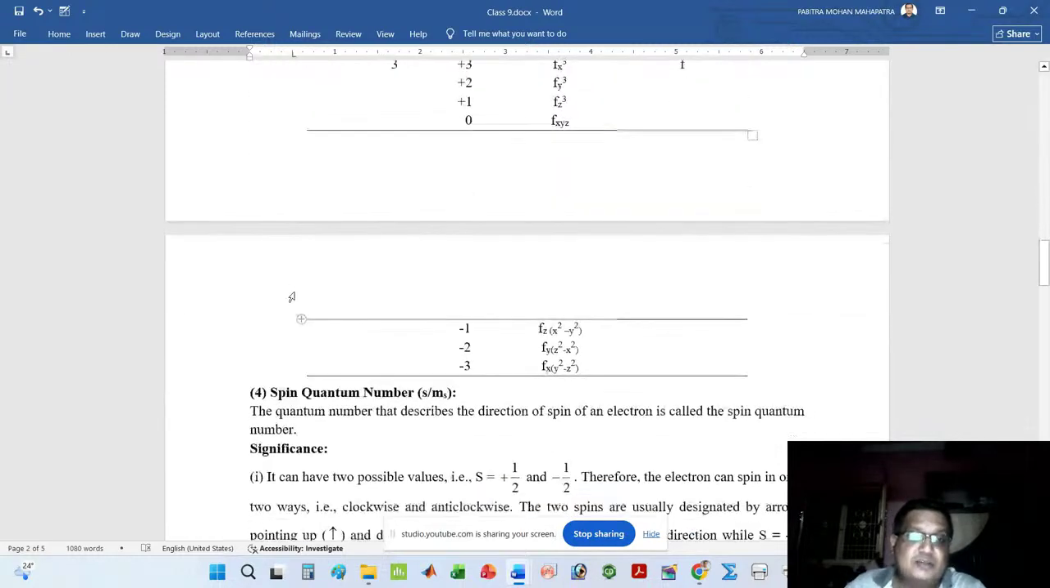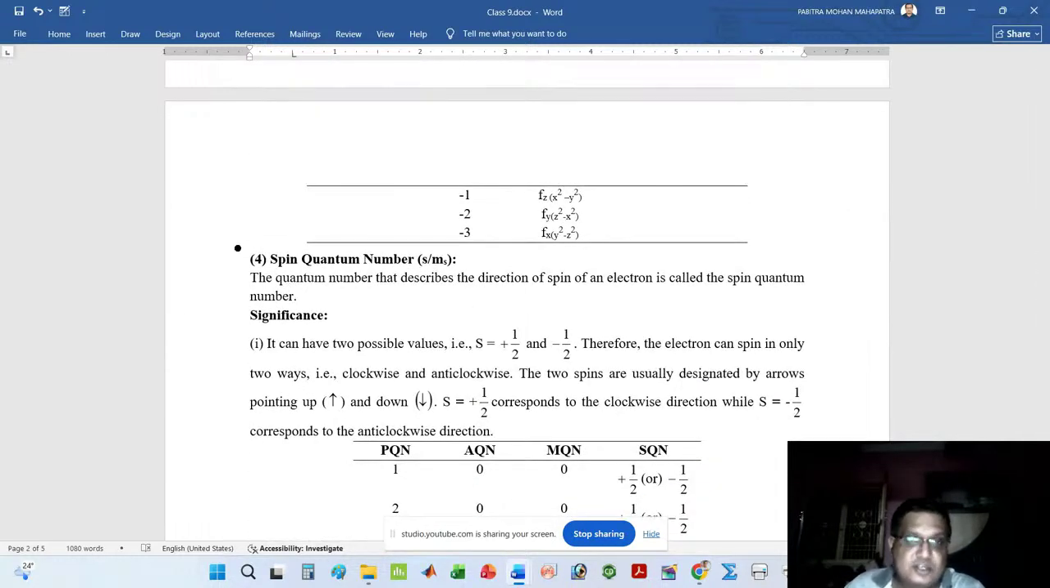Next, I have also covered the last quantum number, that is your spin quantum number. Spin quantum number is denoted by s or ms. Spin quantum number has two values. One is s equal to plus half, another is s equal to minus half. s equal to plus half is used to denote the clockwise spinning of an electron. s equal to minus half is used to denote the anticlockwise spinning of an electron.